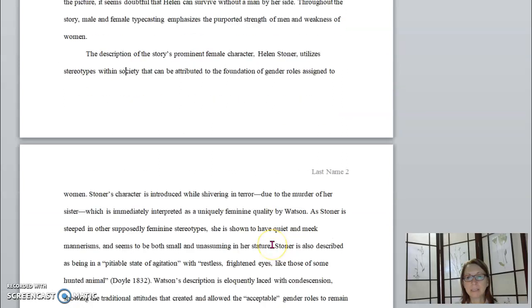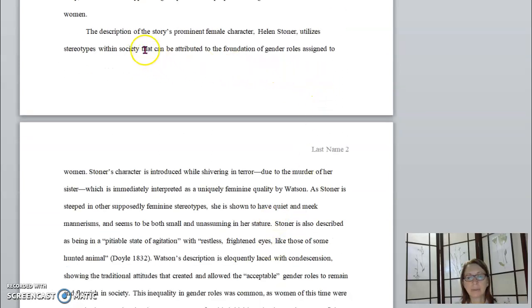We see this topic sentence here is very clear. The description of the story's prominent female character, Helen Stoner, utilizes stereotypes within society that can be attributed to the foundation of gender roles assigned to women. So we know what this paragraph is going to be about. She's going to be talking about the stereotypes the story utilizes in regards to gender roles.